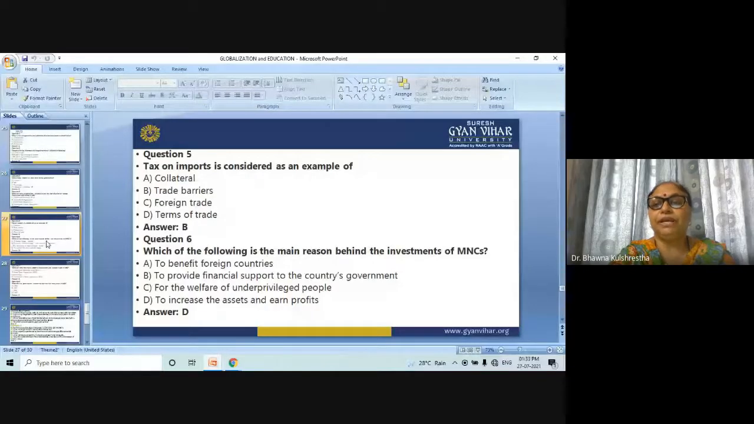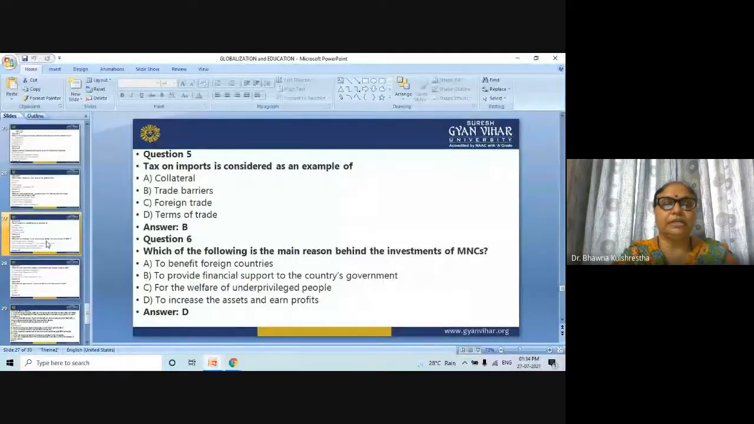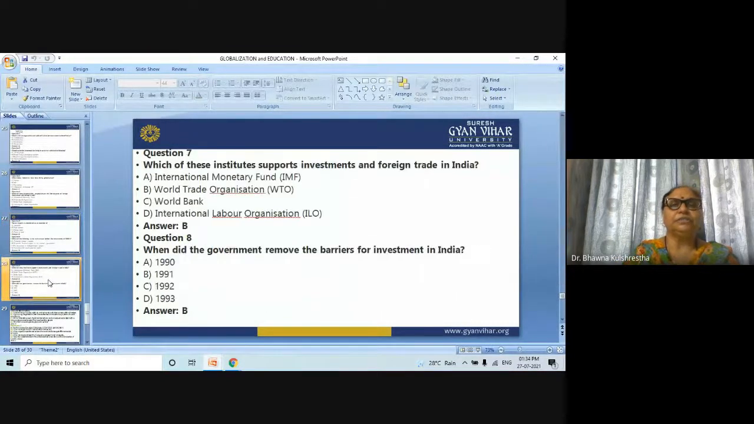What is the motive behind the investment of MNCs: to benefit the country's government for the welfare of underprivileged people, or to increase the assets and earn profits? The answer is to increase the assets and earn profits. And the next question is, which of these institutes supports investments and foreign trade in India? International Monetary Fund, World Trade Organization, World Bank, or International Labor Organization. The right answer is World Trade Organization.